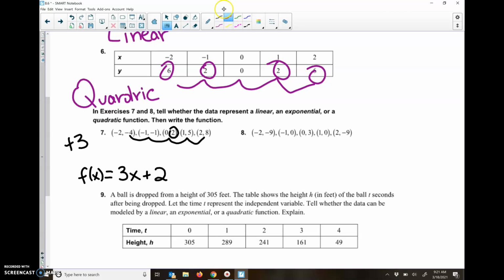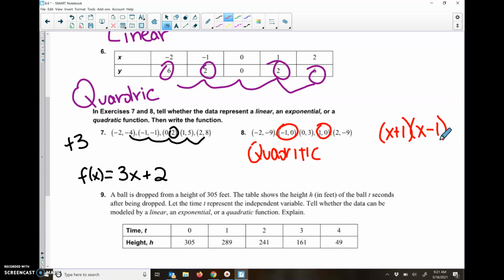Okay. Number 8 here, I have negative 9 to 0 to 3 to 0 to negative 9. Again, we got some numbers that are repeating here. Negative 9, 0, 0. So I know this one's going to be a quadratic. And this one's a little tougher to figure out the equation. So first I need to figure out the intercepts. If I figure out the intercepts, it's right there, negative 1 and 1. So x plus 1, x minus 1.